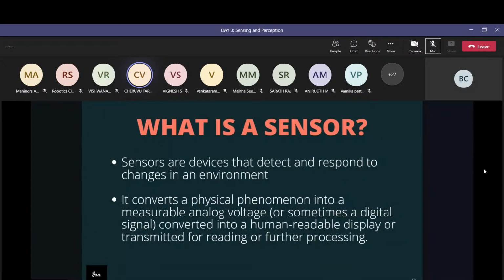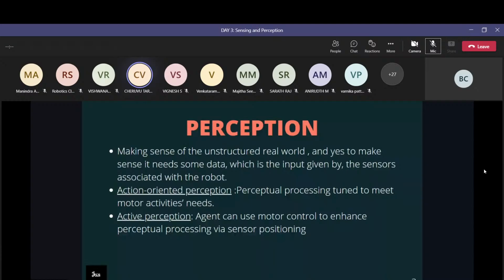It will sense the changes in the environment and convert the physical phenomenon into analog voltages so that a human can understand that particular reaction and conclude whether the reaction is correct or not. So that's a sensor, right? Next, perception, which we have already discussed. It's how you perceive the sense and how you react to it. That's sense and perception. It is about making sense of the unstructured real world, and to make sense it needs data. The changes in the environment that the robot takes in are, from the robot's perspective, inputs to the robot, right?